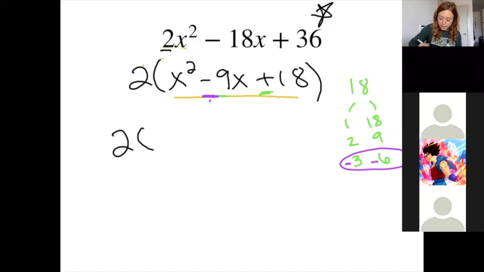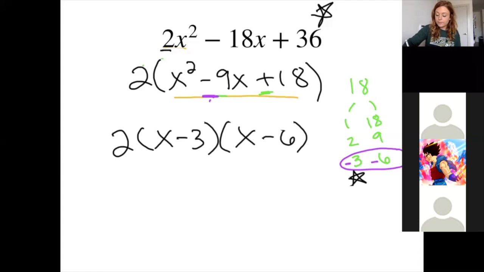So then I'm going to open up my 2 parentheses. I have one parenthesis. I'm going to put an x minus 3. I'm getting that from over here. And then another parenthesis, x minus 6. Okay, and that would be your final answer.